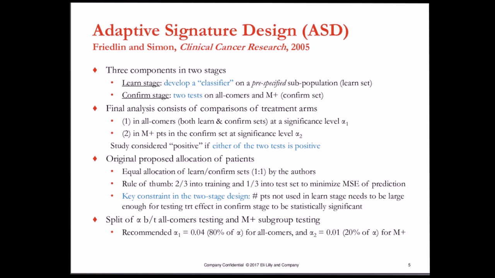Another factor is the split of alpha between the 2 tests. The authors proposed 80% of alpha allocated to testing on the all-comers, while the remaining 20% is allocated to the marker-positive patients. So we have such practical questions regarding the optimal parameters to be clarified.